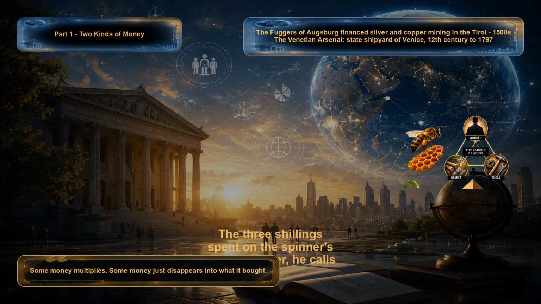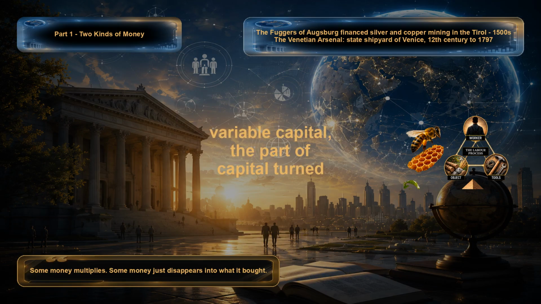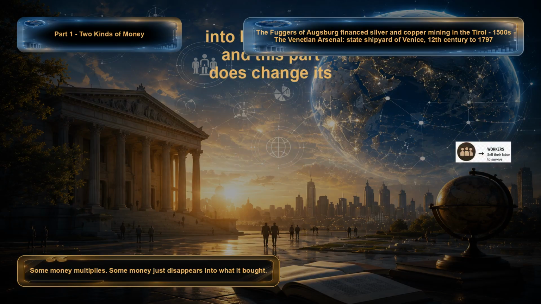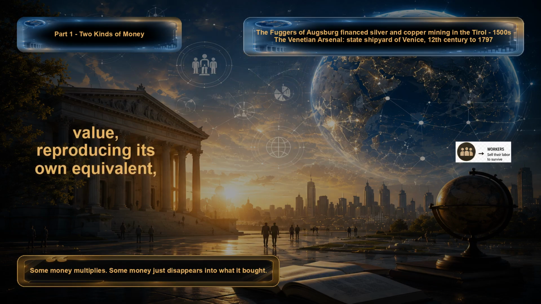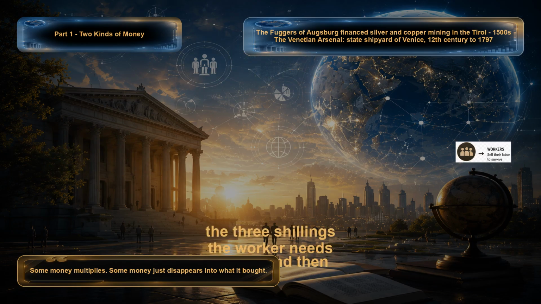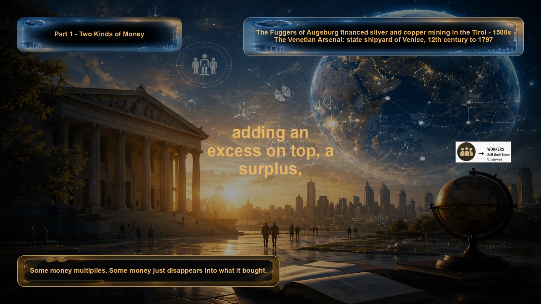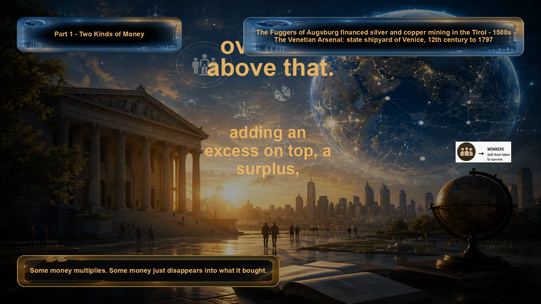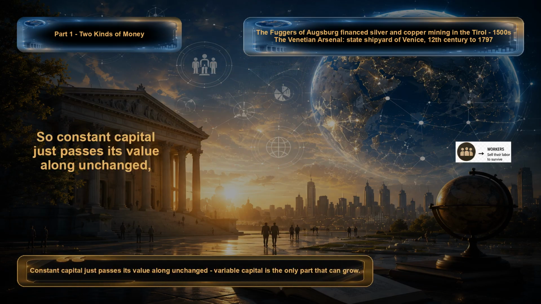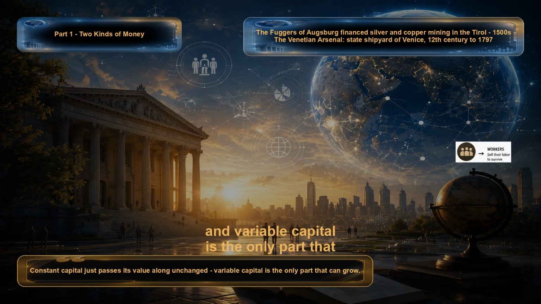The 3 shillings spent on the spinner's wage, however, he calls variable capital, the part of capital turned into labor power, and this part does change its value, reproducing its own equivalent, the 3 shillings the worker needs to live, and then adding an excess on top, a surplus, over and above that. So constant capital just passes its value along unchanged, and variable capital is the only part that can actually grow.